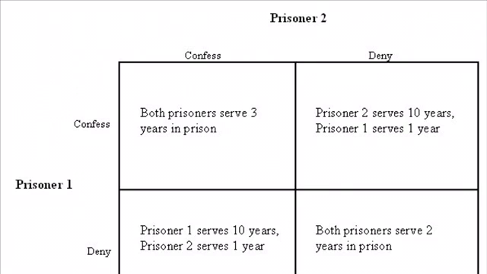The top left box offers the best case scenario for both prisoners, if they both confess. Top right offers the best scenario for prisoner 1, only 1 year in prison if he confesses and prisoner 2 denies. The bottom left box offers the best case scenario for prisoner 2, which is 1 year in prison while prisoner 1 serves 10 years. And the bottom right offers the best case scenario for both of them, 2 years each if they both deny.